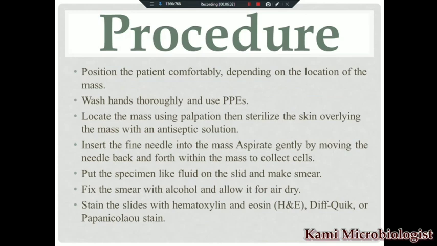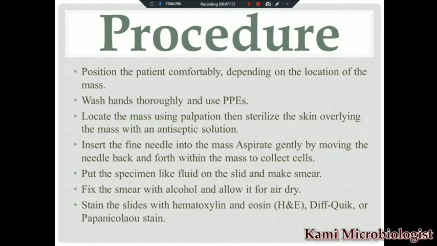Now let's see the procedure, how the whole process can be performed. First of all, we have to place the patient in the exact position. We have to locate the area where there is an outgrowth or where masses or lumps are present, and place the patient according to that position. After that, once we know the location, we will wash our hands and put on the PPE, personal protective equipment. After that, we will locate the mass portion and palpate it.